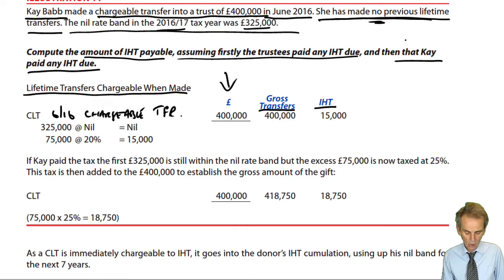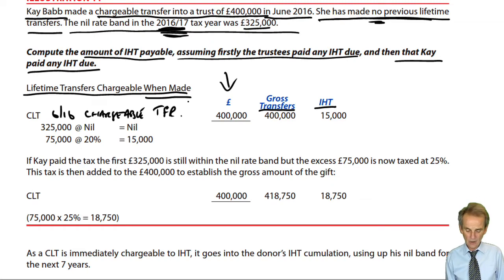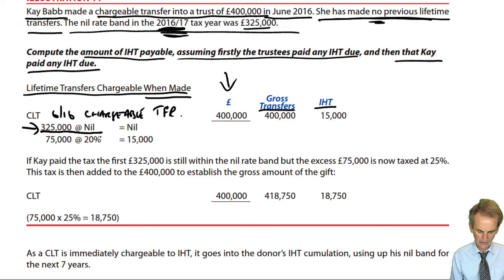So it means that the whole 325,000, the nil rate band available in the 16-17 tax year, remember this was chargeable when made. We didn't know in 2016 that come the 19-20 tax year we'd still have the same £325,000 nil rate band. So you use the one there. There'd been no CLTs in the previous 7 years. Therefore, all of the then available nil rate band, 325,000, is available. So that would be, of course, at nil.